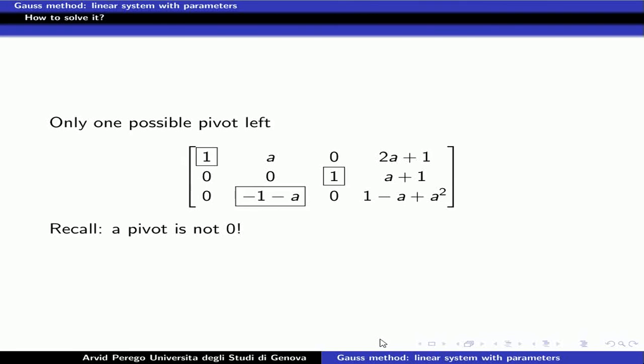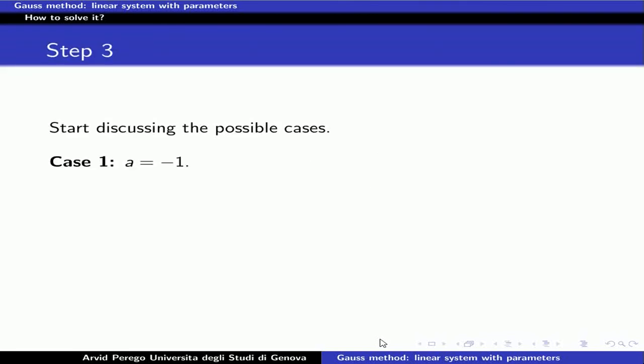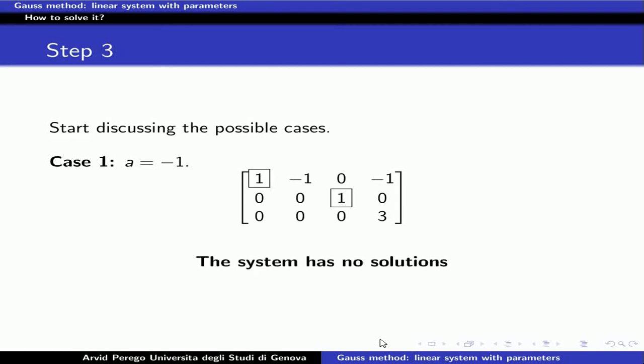The first one is when a equals minus 1. So if you replace this value in the previous matrix, you get the first column minus 1, 0, 0, the second column is minus 1, 0, 0, the third one is 0, 1, 0, and the last one is minus 1, 0, 3. So if you now look at the last row of this linear system, you get 0x plus 0y plus 0z equals 3, which gives you 0 equals 3, which is not possible. And so in conclusion, when a equals minus 1, the system has no solutions.